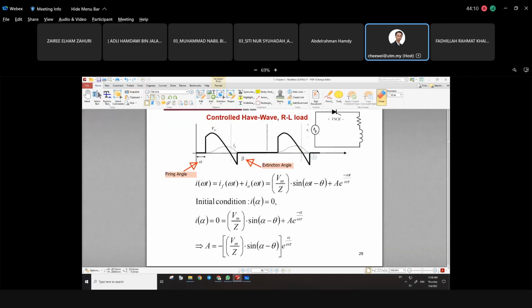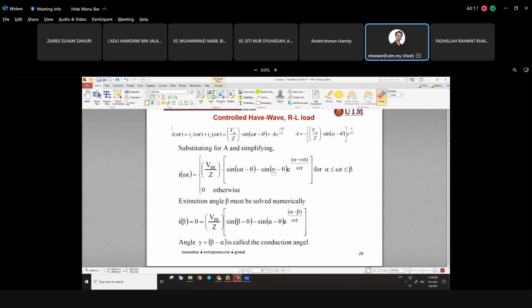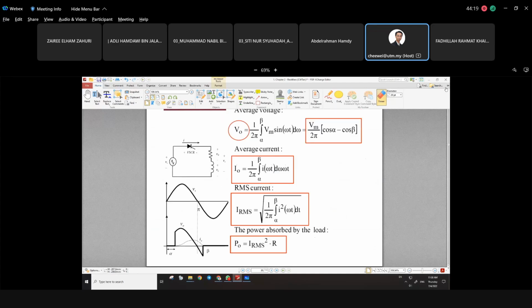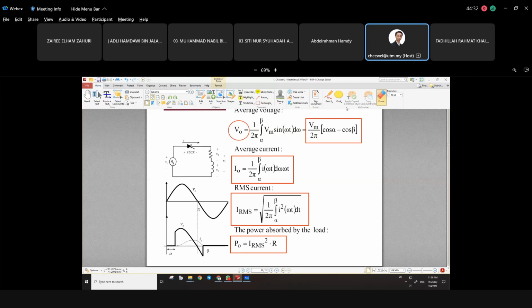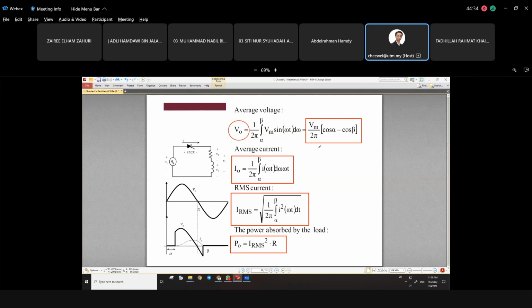This one we talked about already. This is known as the firing angle, and the ending point is known as the extinction angle. You will get this answer here on the right hand side, the first square box here, if we integrate from alpha to beta. Then we can play around with it.